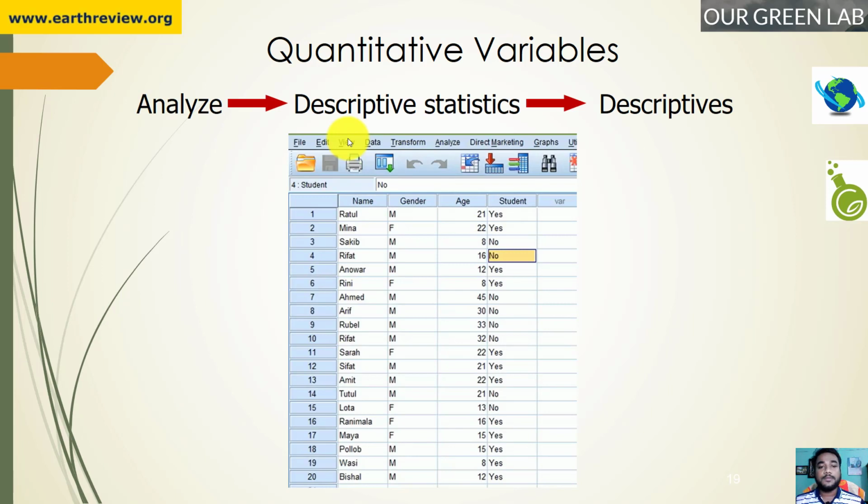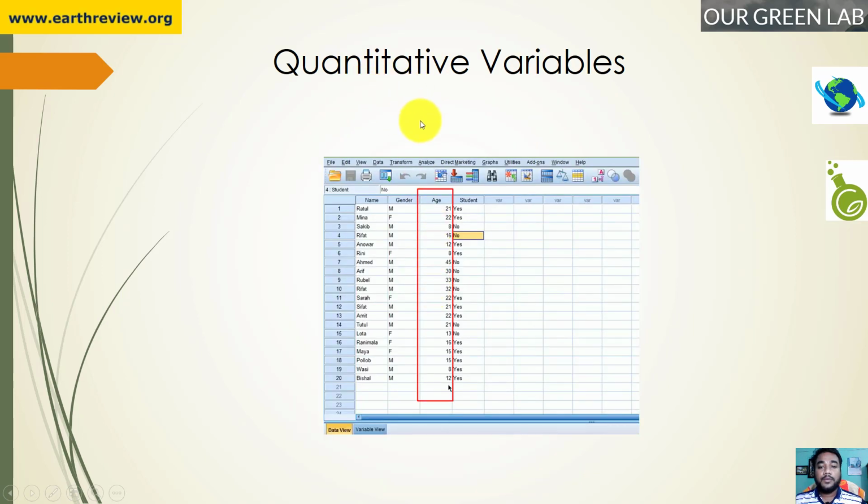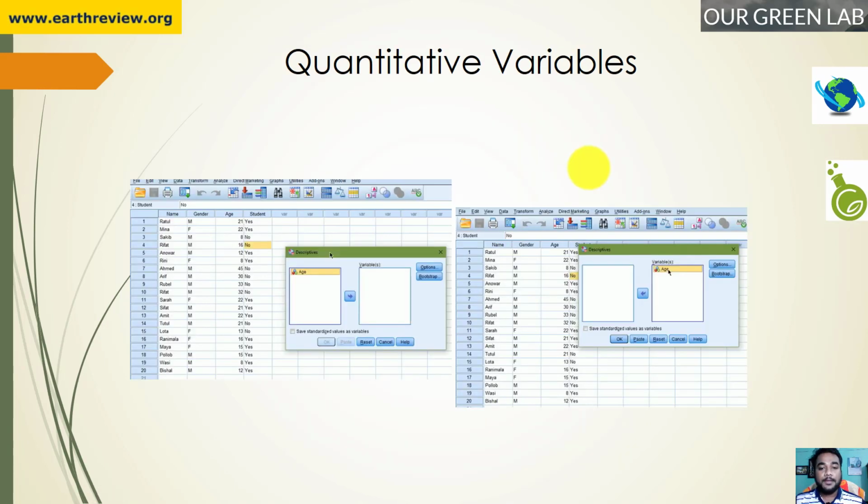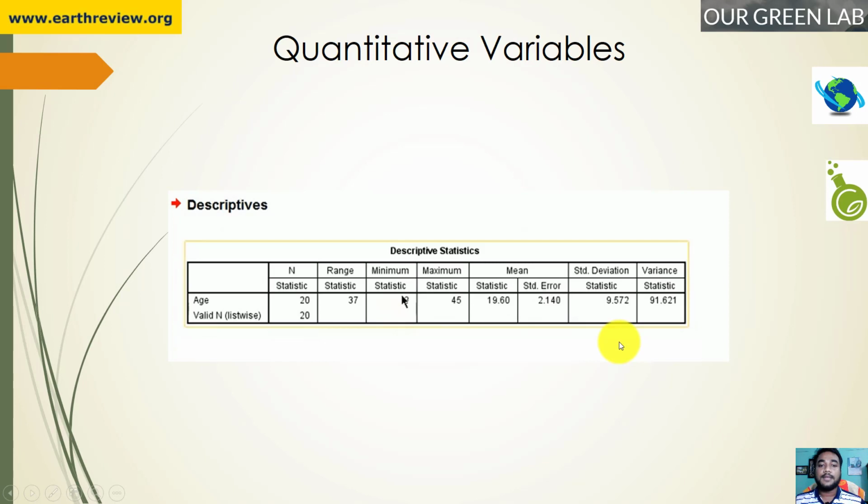Let's talk about quantitative variables. This is a data set: name, gender, age, and student. We can analyze these quantitative variables. We will analyze age as the quantitative variable here. Firstly, you have to add all of this data, then click on Analyze, then Descriptive Statistics, and finally click on Descriptives. You will get different quantitative variables here, and you have to click here to add the variables from this place to this, and then click on OK. Thus you will get a descriptive analysis of this quantitative variable age.